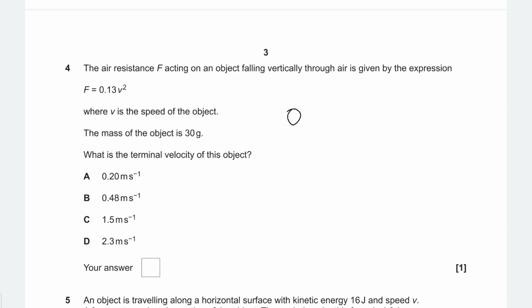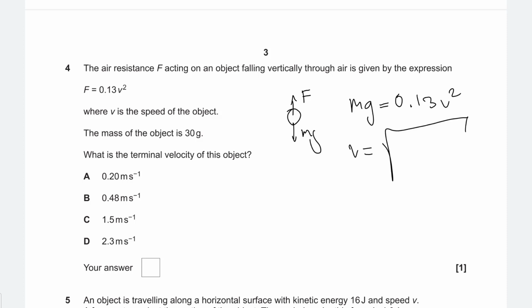Okay, so at terminal velocity, you have mg, and you also have the drag force, in this case acting in the opposite way, and they are equal and opposite. So this will happen when F is equal to mg, which is going to be 0.13 v squared. Okay, so the v will be given by the square root, do not forget to square root, of 30 grams, which is going to be 30 times 10 to the power minus 3 kilograms, times 9.81 meters per second squared.